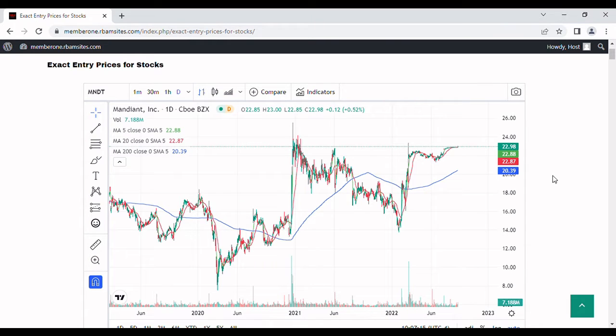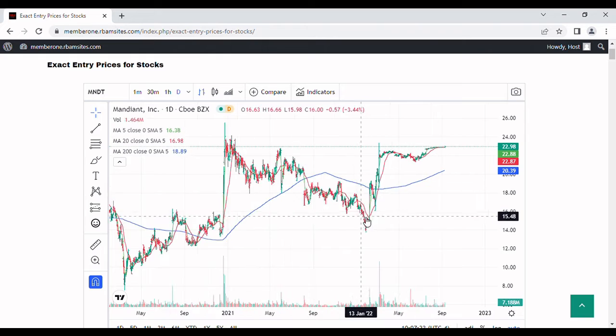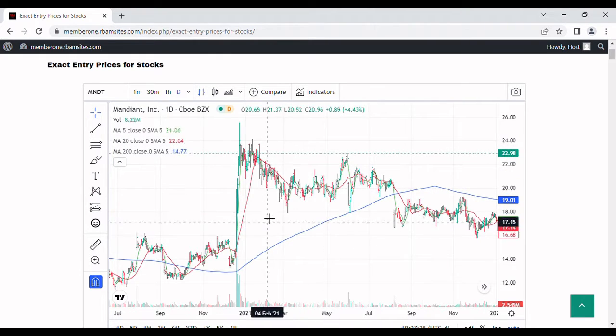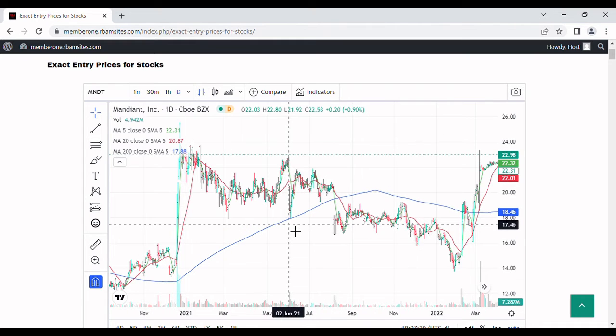We're going to do a brief video on MNDT Stock Analysis. We've got a daily chart up here for you for Mandiant Stock. This is a daily chart with a 5-day moving average in green, a 20-day moving average in red, and a 200-day moving average in blue.